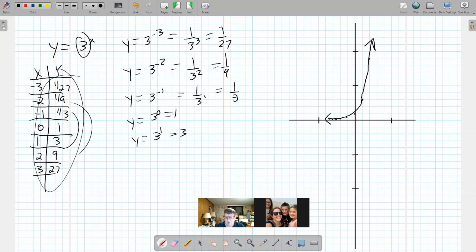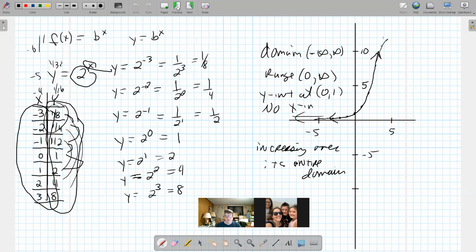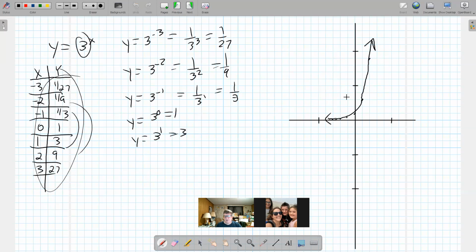What's the domain? All real numbers, same as before. What's the range? Greater than 0, same as before. What's the y-intercept? 0, 1, same as before. What are the x-intercepts? There are none, same as before. We say this thing is increasing over its entire domain because it's going up as it goes to the right. So all that basic information is just like that. Looks very similar. The difference is it's climbing steeper, whereas the other one kind of looked like that.